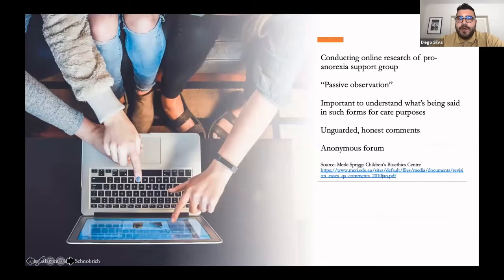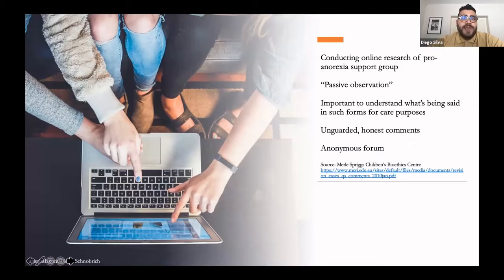Okay, so I took this case from a casebook put out by the Children's Bioethics Centre there at the University of Melbourne. It's actually quite a great resource. And this is one of their cases, so I want to make sure I acknowledge that. So imagine you're a researcher and you're conducting research online of a pro-anorexia support group.